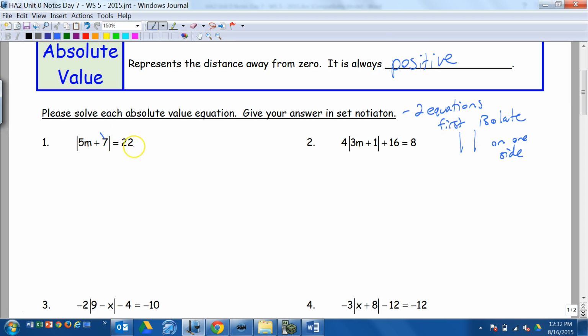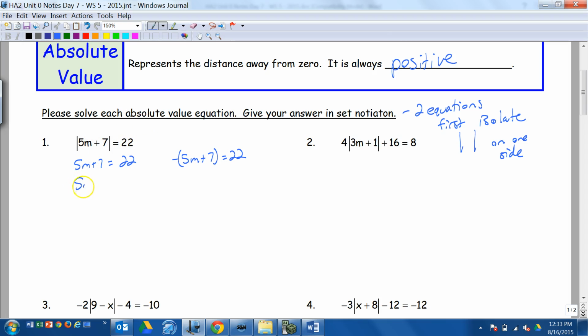First of all, can we get a positive 22 out of an absolute value? Yes, because the absolute value is always positive. So here's what can happen. We can have 5m plus 7 is equal to 22, or we can have the opposite. And then actually I'm going to write this on the side next to it. We can have the opposite. So when you have the opposite, now you can solve each one, because we can either have the negative of that in there or the positive, and either way it should give you a positive 22.